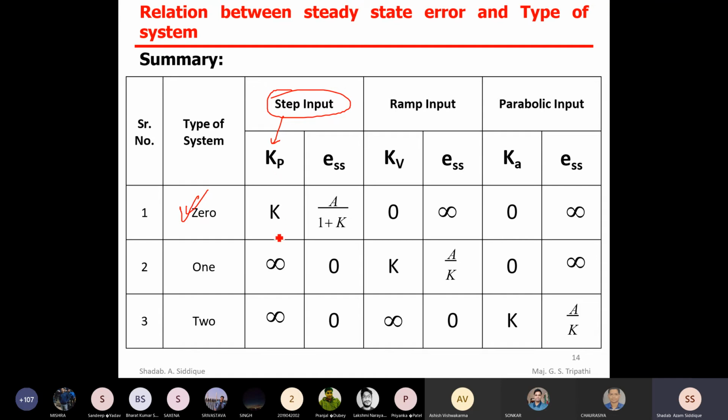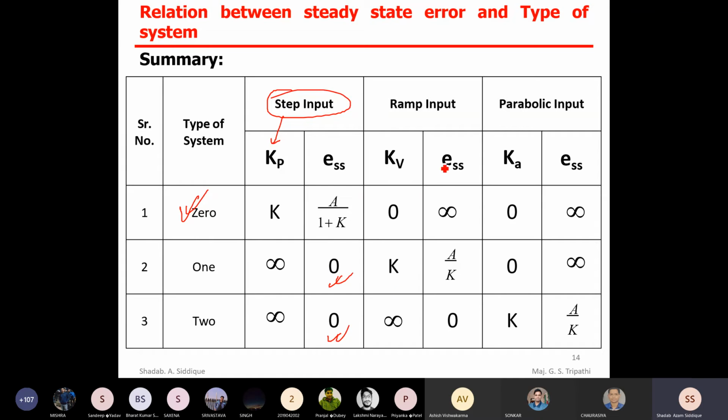So Kp is equal to K, and ess is equal to A divided by 1 plus K. For type 1 system, step input, Kp will be infinite, and this will be 0. For type 2 system, Kp will be infinite, and this error will be 0. For higher order system, I told you, it will be 0.